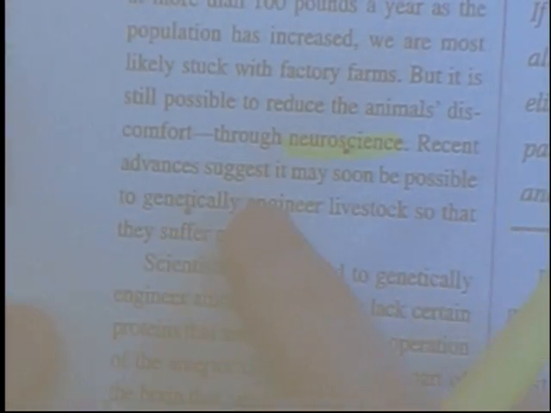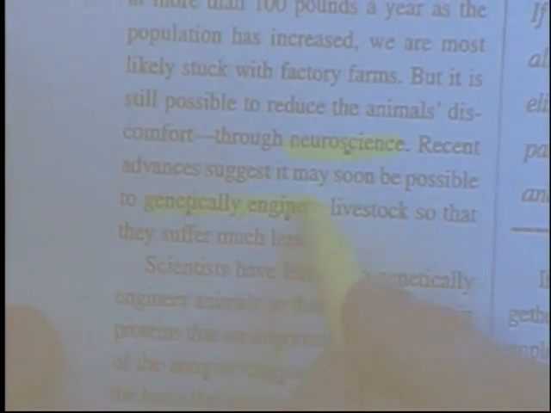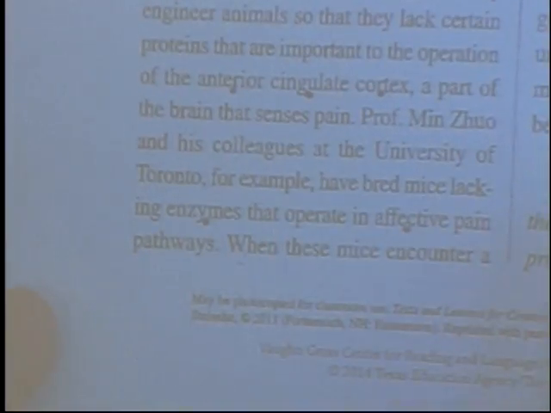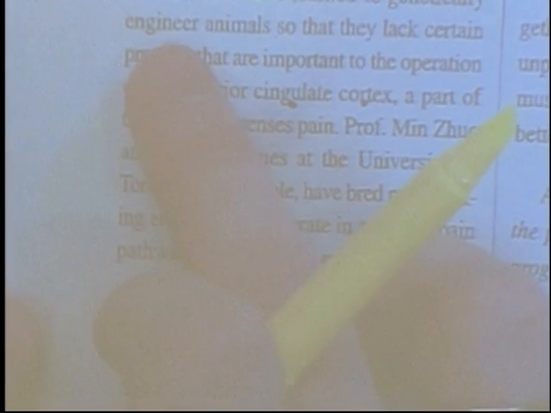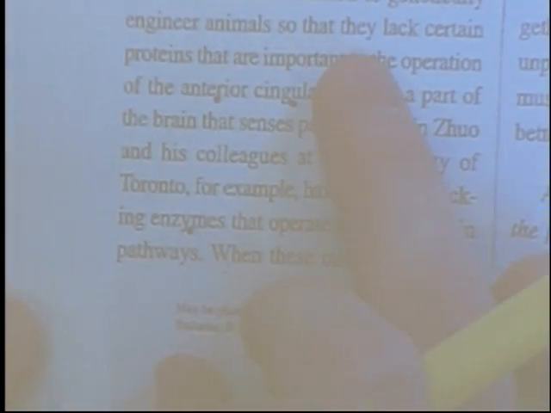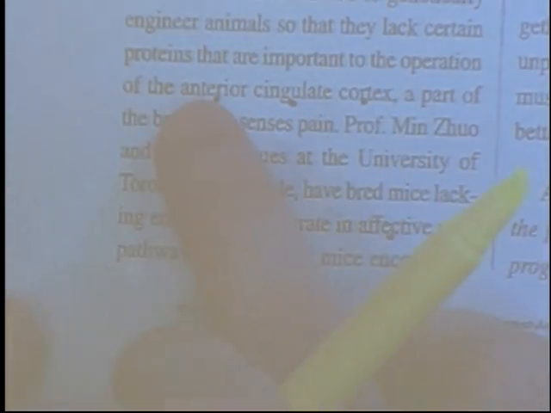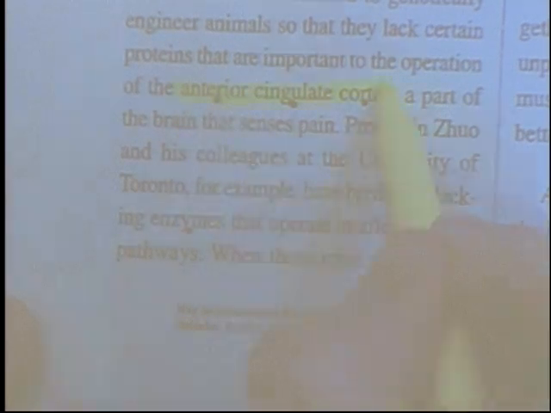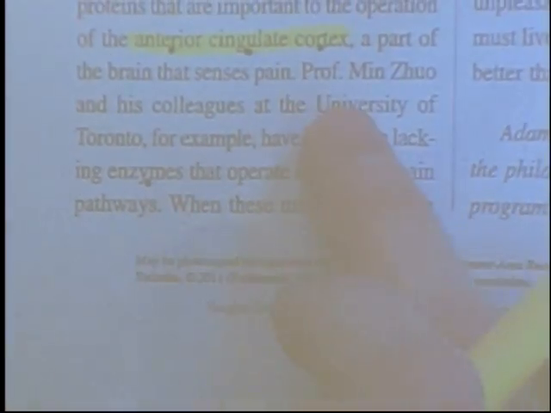Recent advances suggest it may be possible to genetically engineer livestock so that they suffer much less. Scientists have learned to genetically engineer, I've already got that word here, I don't need to highlight it again, animals so that they lack certain proteins that are important to the operation of the anterior cingulate cortex. We all know that one, right? The part of the brain that senses pain.